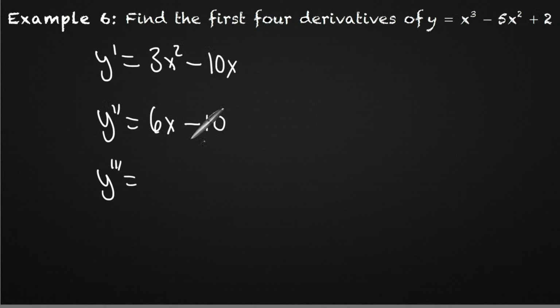is going to be the derivative. This is a linear function, so we'll say 6. And then the fourth derivative, we just use a little 4 up there. And we'll just put parentheses around it so that we don't think it's y raised to the 4th. And then the derivative of any constant is 0.